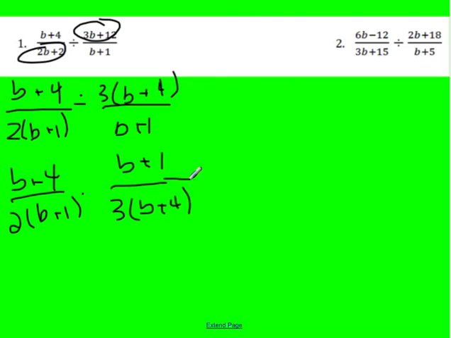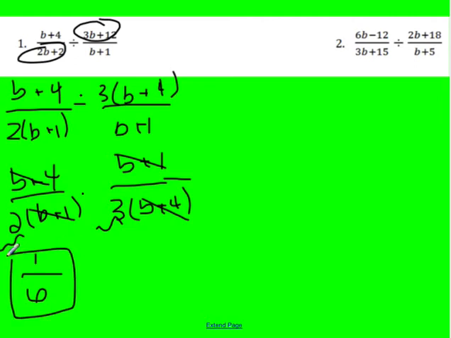So let's cancel out what we can. We can cancel out the b plus 4s because those factors are being multiplied. We can cancel out the b plus 1s. So notice that everything on the top canceled out. So that's going to leave a 1 up top. Then on the bottom we have 2 and 3 left. So that's going to give us 6. So our simplified rational expression is actually 1 over 6.